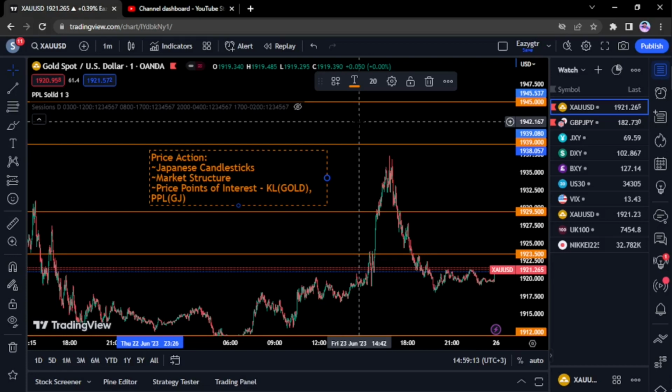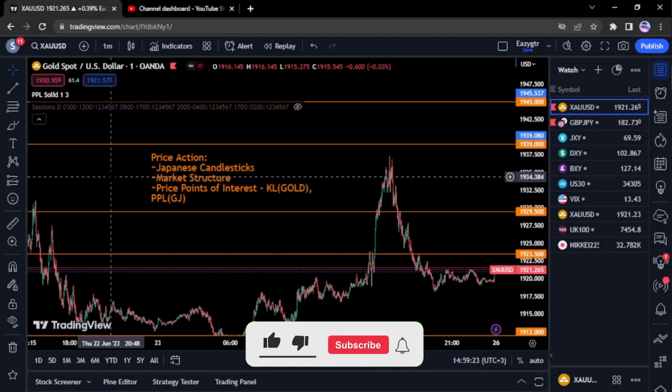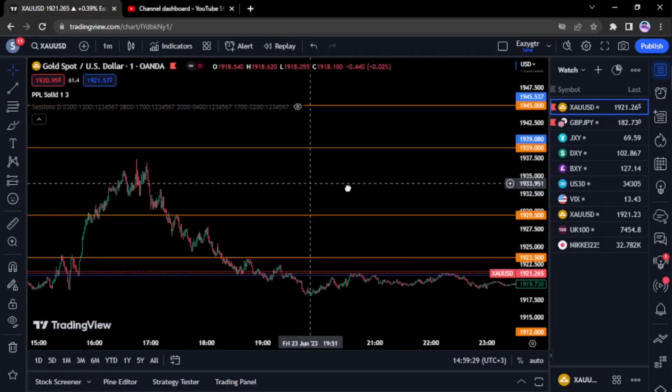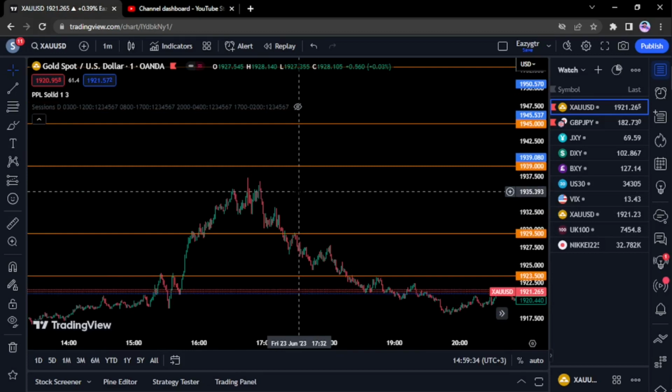Okay, so with that, let's dive right into price action. I've categorized it into three parts: the Japanese candlesticks, market structure, and price points of interest. So for Japanese candlesticks, this is what we are looking at. Most of the technical traders utilize the Japanese candlesticks for their entries. So they represent price movement initiated by order flow. The variations of candlesticks from body to wick signals order flow changes.